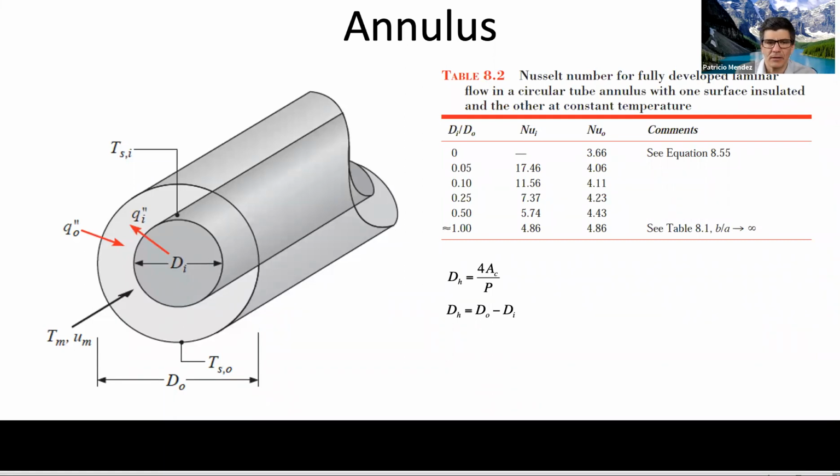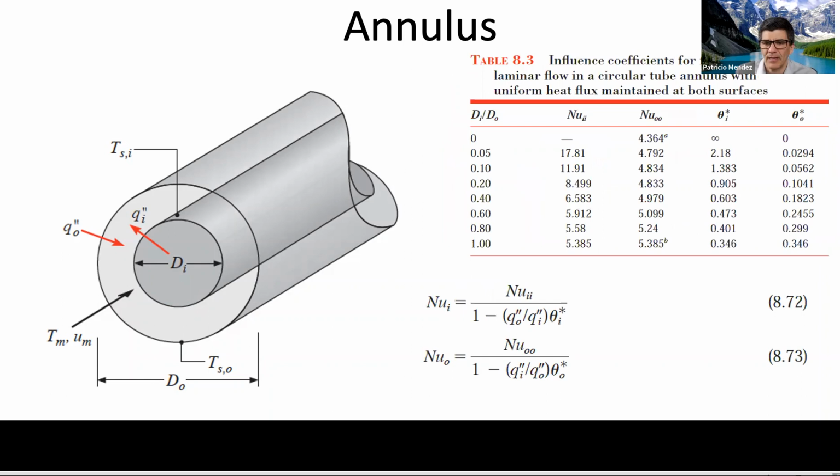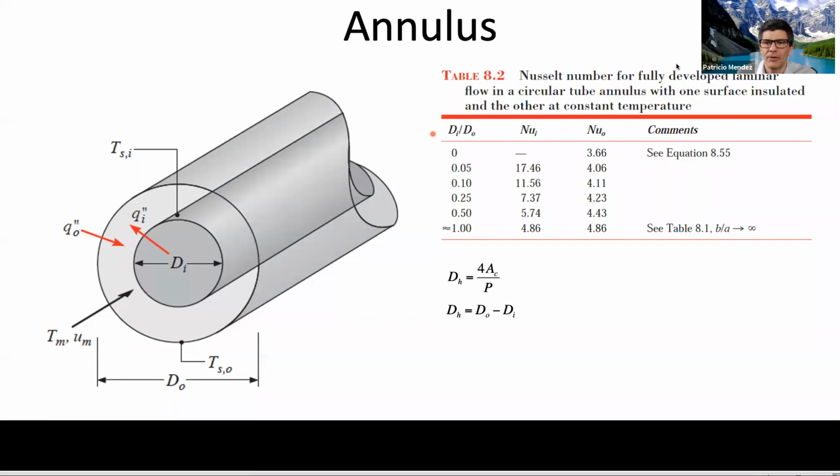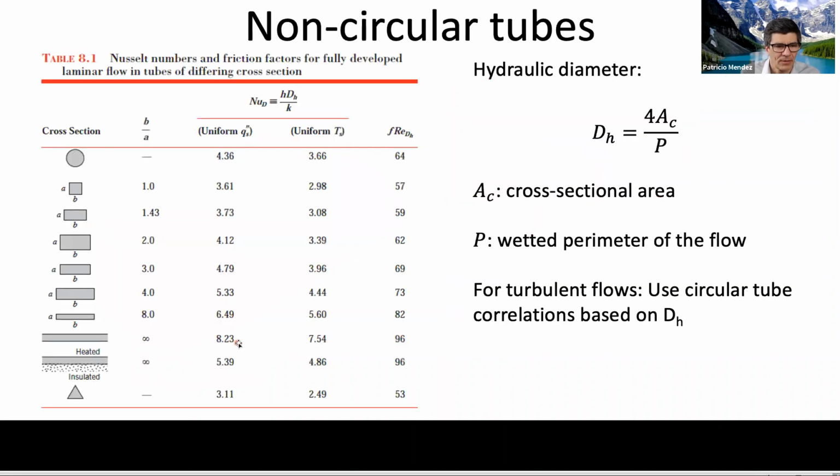And if we wanted to have the case of, instead of constant surface temperature, they told us constant heat flux on one side and the other is insulated, we would know that instead of a 4.86 here, we would have a 5.39. The number is not all that different.